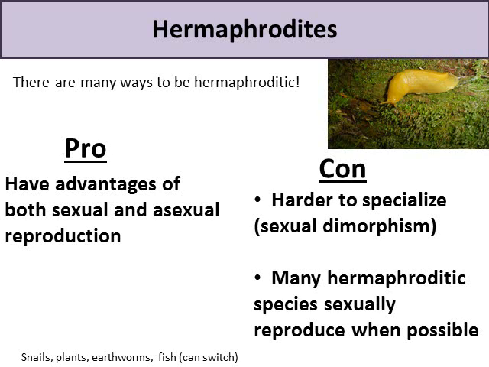Con, it's very hard to specialize, and so you don't have this sexual dimorphism that attracts sexual selection. So you're not going to get really heavy sexual selection, which can lead to evolutionary changes. Many hermaphroditic species will reproduce sexually whenever possible, because there is a big advantage to sexual reproduction. And this is a banana slug, a picture. In here they have both male and female parts, and when they mate, they actually transfer sperm to each other.